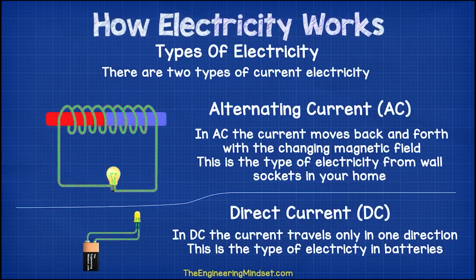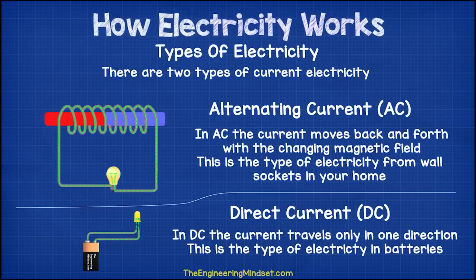So the last part I want to cover in this video is that there are two types of current electricity, that being alternating current or AC and then direct current or DC. Alternating current simply means that the current flows backwards and forwards in a circuit as the terminals are constantly reversed.